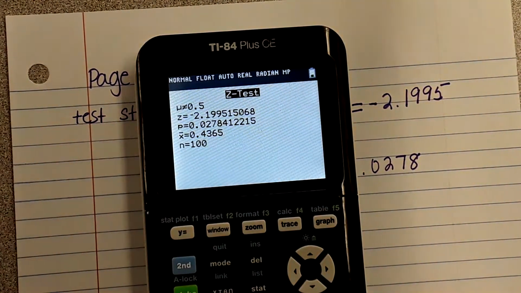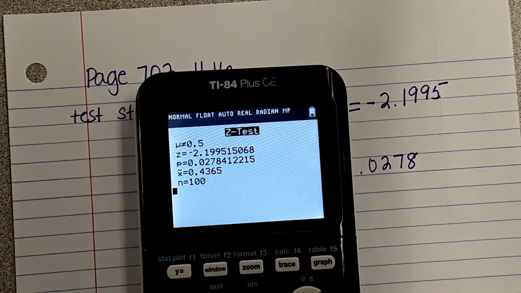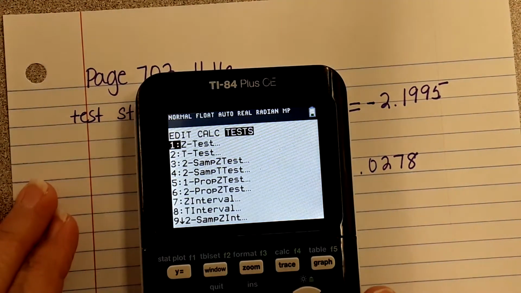I'm going to go back. You guys don't have to do this, but I want to show you. Because it was a two-sided alternative, that means that part of your p-value is in both tails. I want to show you what would happen if we drew it.